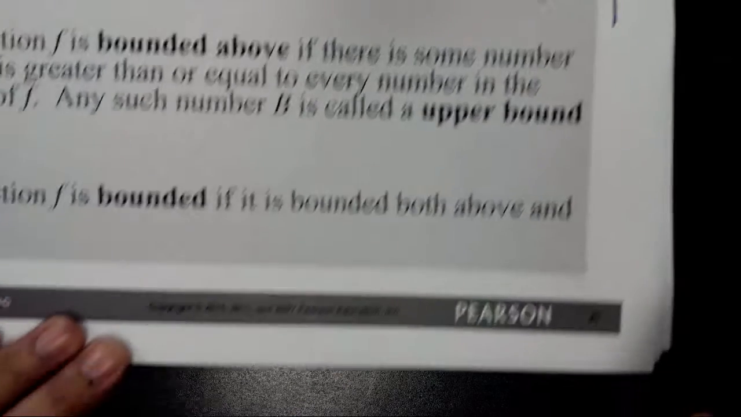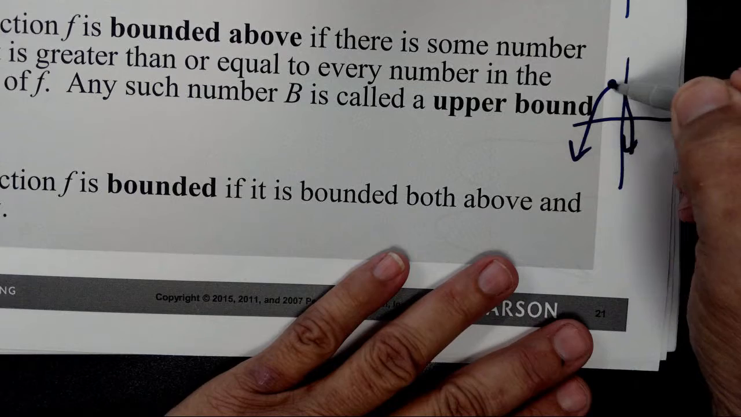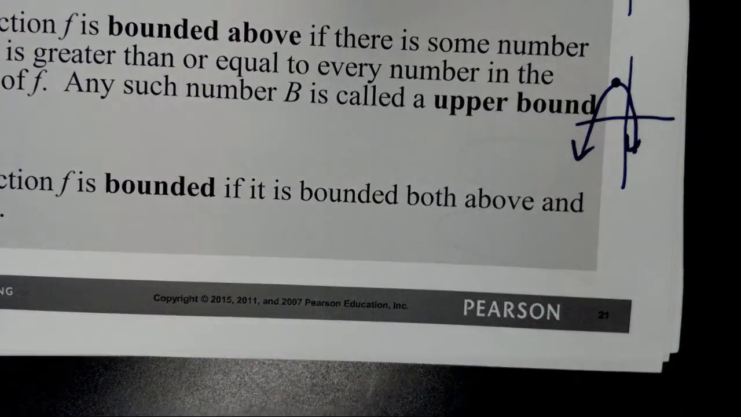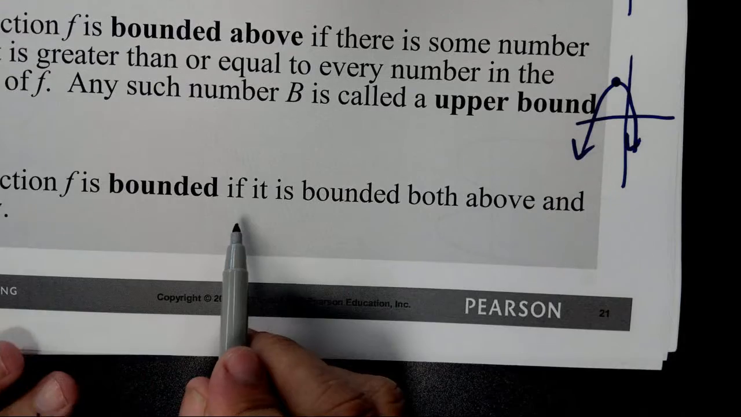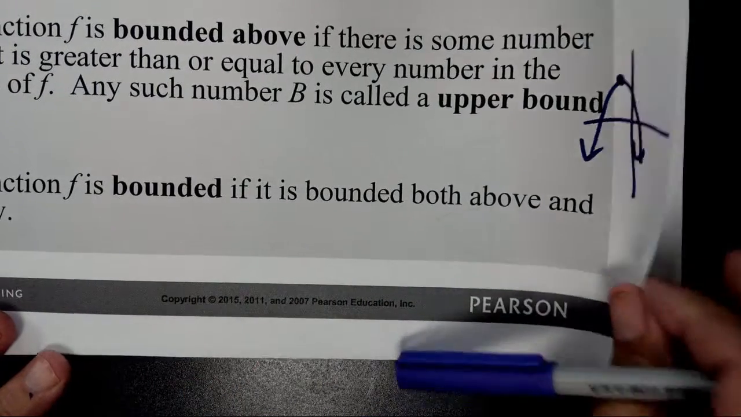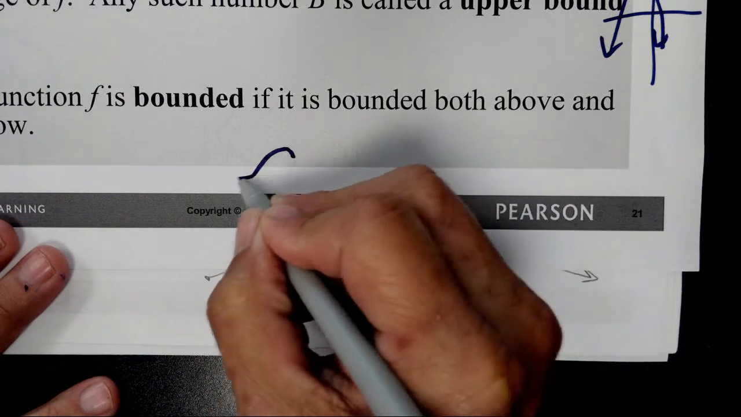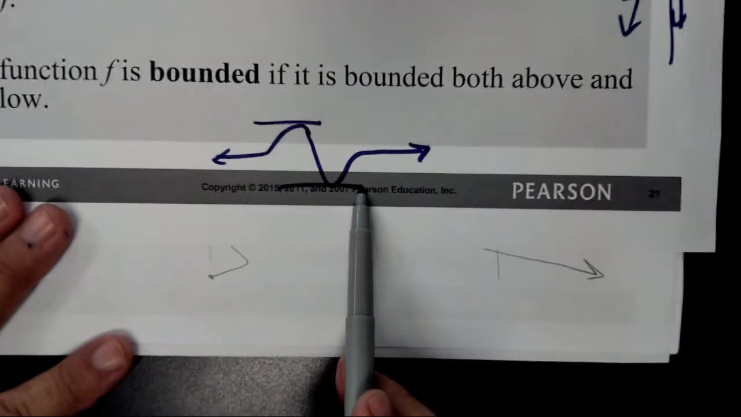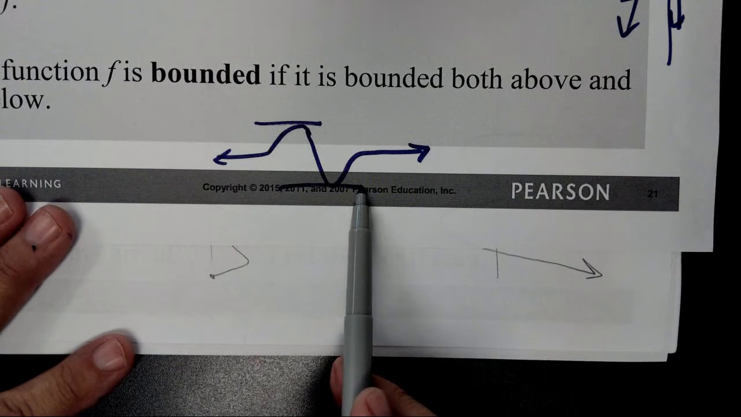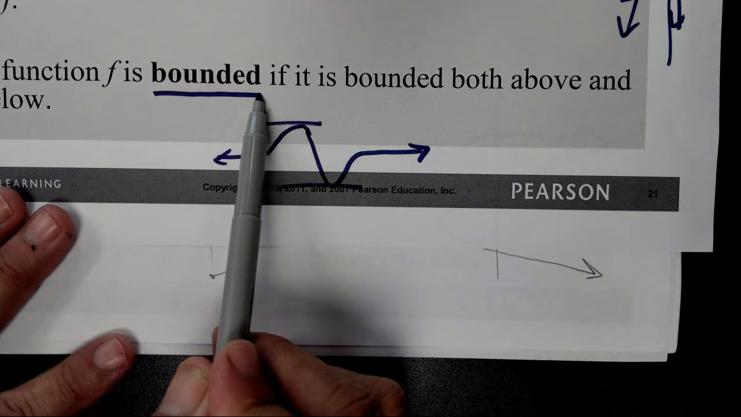Okay? So what do you think bounded above is going to look like? Opposite. So here it is higher than everything. So it is bounded above. It has an upper bound. Then it says it is bounded if it is bounded both above and below. So if I have something that looks like this, I'm going to go that way, then I'm going to come down, then I'm going to go out straight. Do you see I have a top and a bottom? And so because it's bounded above and bounded below, we just say that it is bounded.